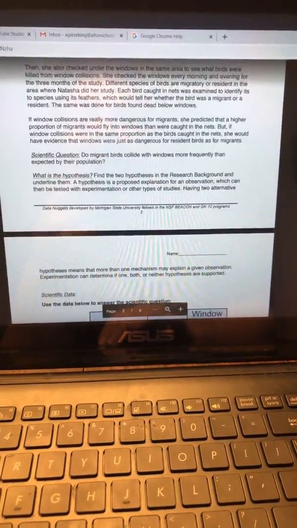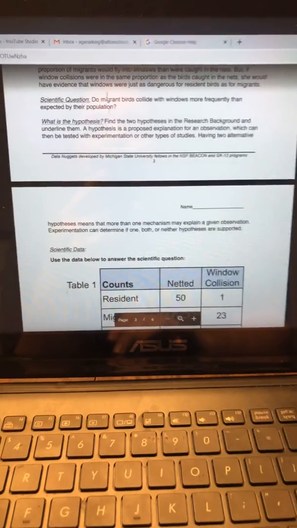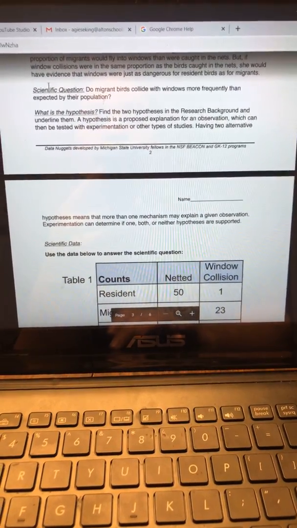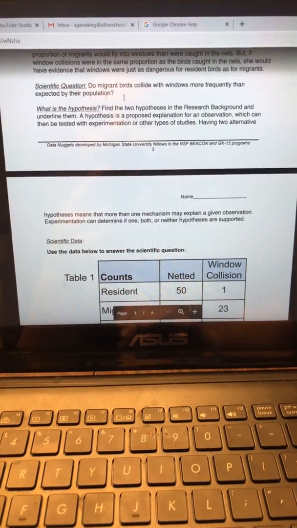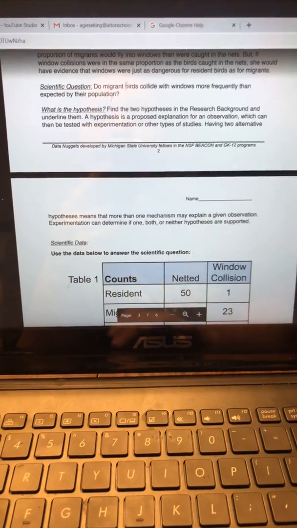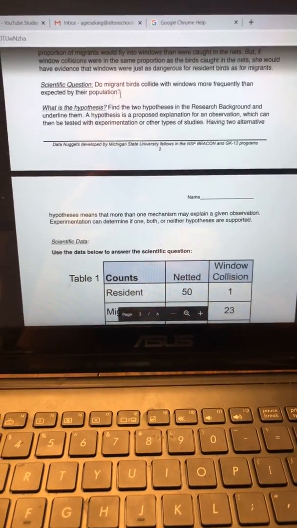So you'll read the study. Okay, then we get to the scientific question. Do immigrant birds collide with windows more frequently than expected by their population? All right. So you don't have to do anything there because they already gave you the question.